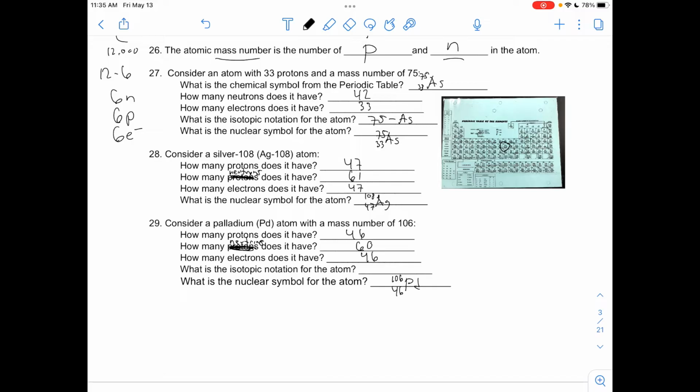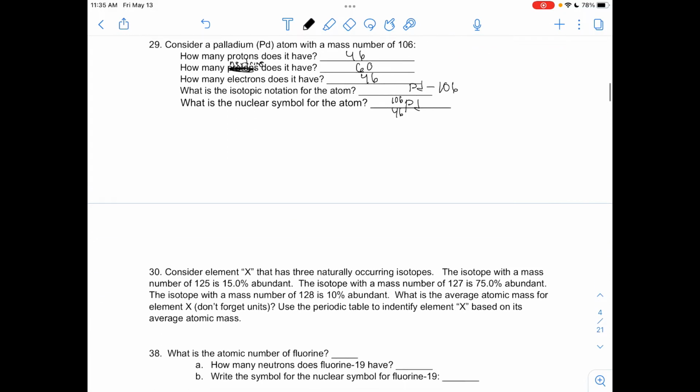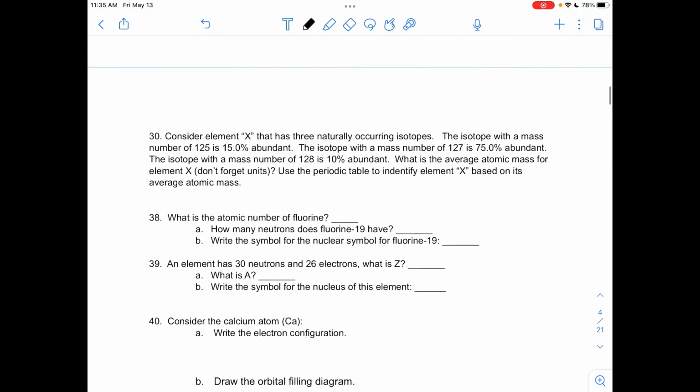Isotopic notation would be Pd-106. And you can write it that way or the other way. I wrote it over here the other way, but As-75. Okay. All right. Good. Moving on.